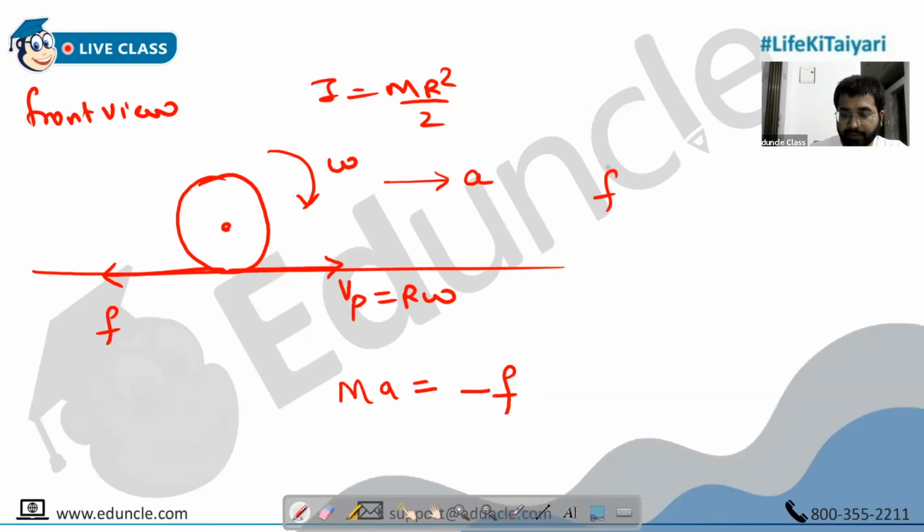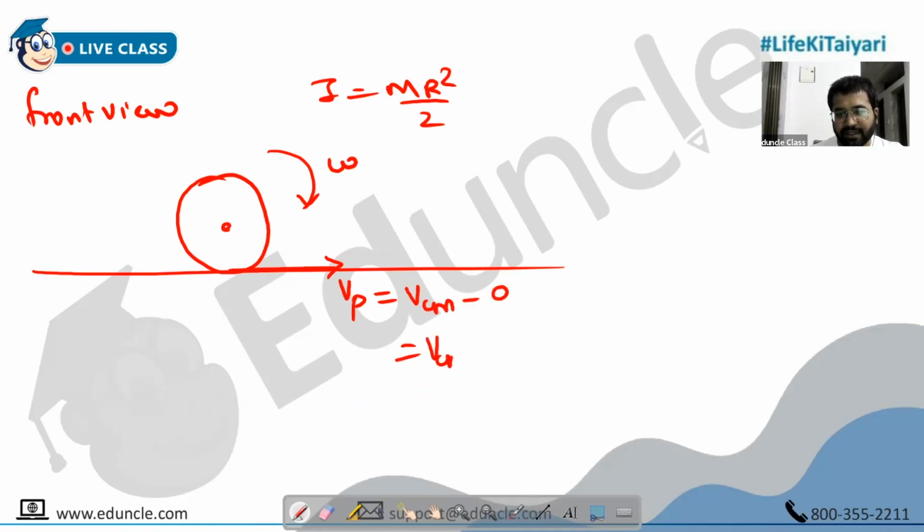Yes, go ahead. Sir, Vp will be equal to VCM, right, because omega is 0. Sorry, I wrote R omega. That's a mistake. Absolutely. Vp was VCM initially and R omega was 0. So Vp was VCM. Yes, thank you. And there was friction in the backward direction, right?